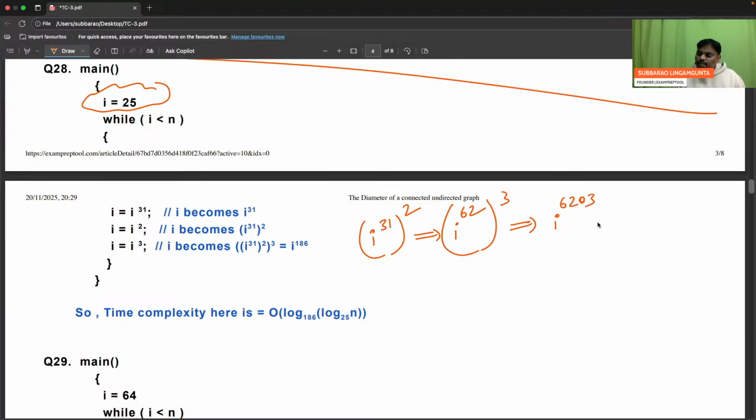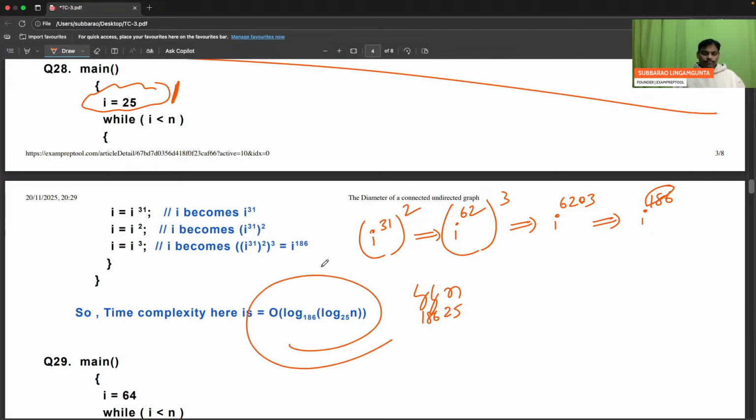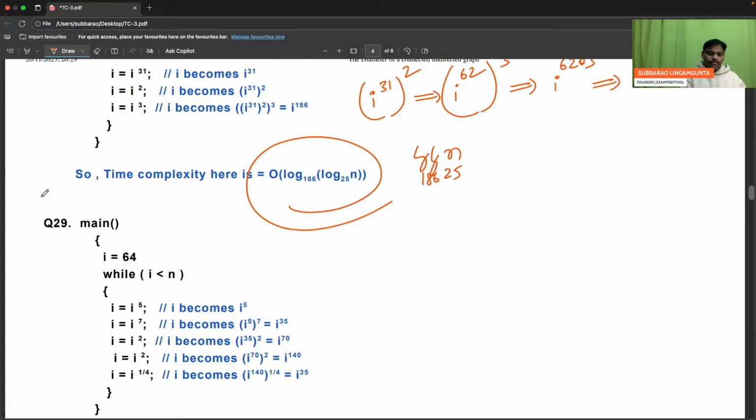Which is going to be, I think 3 2 6, 3 6 18, so 186. So i power 186. So answer is always power 186. Answer is, everyone knows, log n. Inner base is, remember, starting one, this 25. Outer base is the power person. Power is this 186. This is the answer. Question number 28 also done.